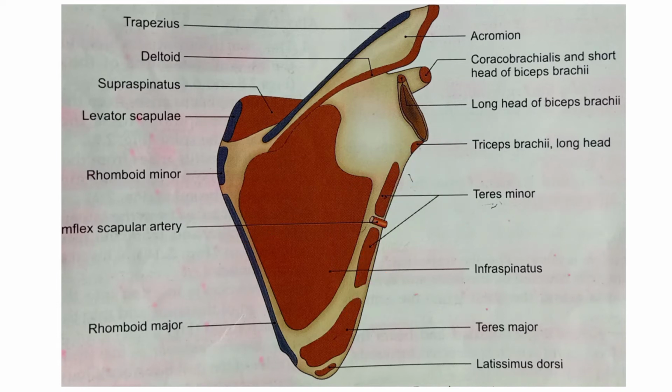Moving further to teres major. Teres major over here. So it arises from the lower 1/3. Minor was upper 2/3. Major is lower 1/3 of the rough strip of the dorsal aspect of the lateral border. Same way. Alright. Moving further to levator scapula.